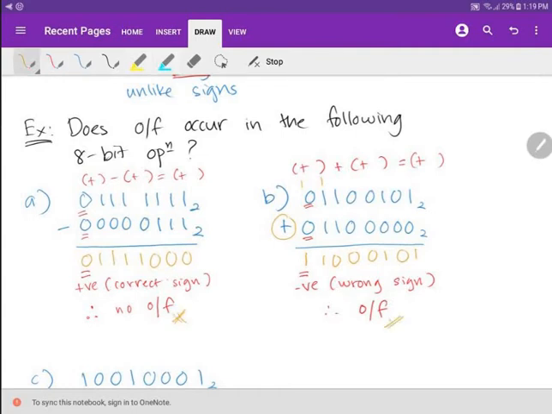So remember, overflow got nothing to do with the answer. It is just reflective on the sign, if it's wrong sign or not. Any question up to this point? Can we try another example? Let us see this one.